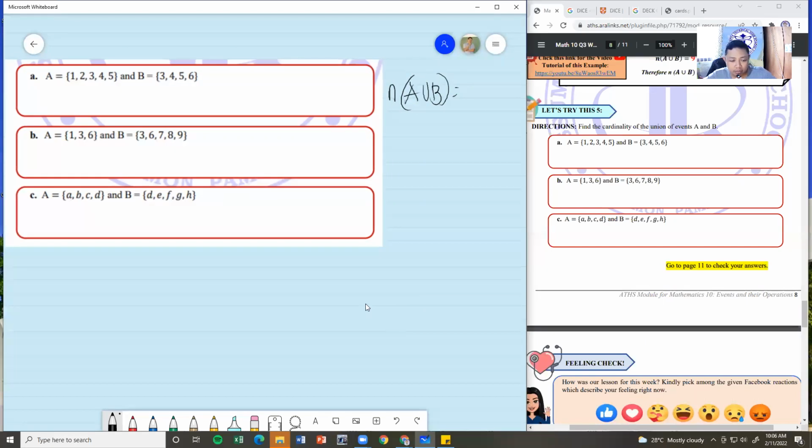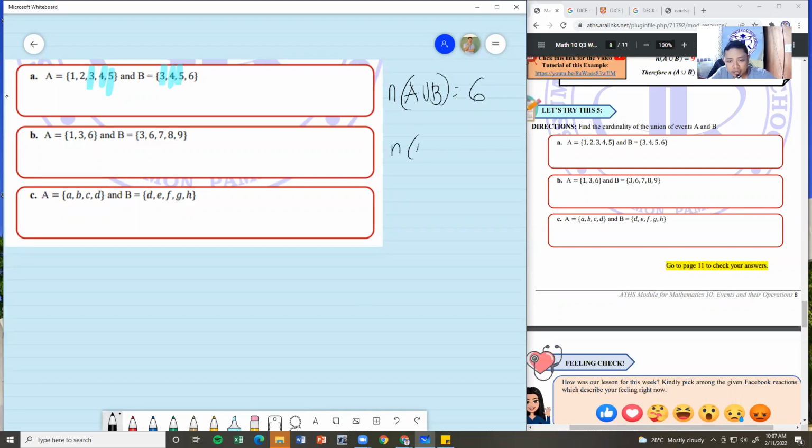Again, kapag may common, just count them as one. What are the common here? 3, 4, and 5. Count those common as one. What's the answer here? What's the cardinality of letter A? It's 1, 2, 3, 4, 5, and 6. Very good. That's 6.